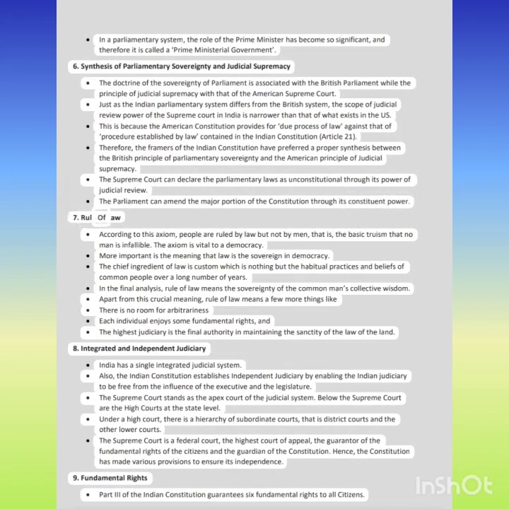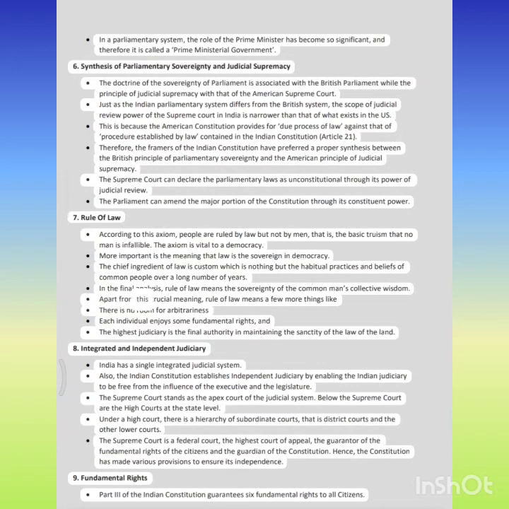7. Rule of law. According to this axiom, people are ruled by law but not by men, that is, the basic truism that no man is infallible. The axiom is vital to a democracy. More important is the meaning that law is the sovereign in democracy. The chief ingredient of law is custom, which is nothing but the habitual practices and beliefs of common people over a long number of years. In the final analysis, rule of law means the sovereignty of the common man's collective wisdom.